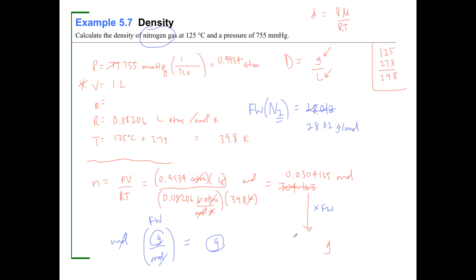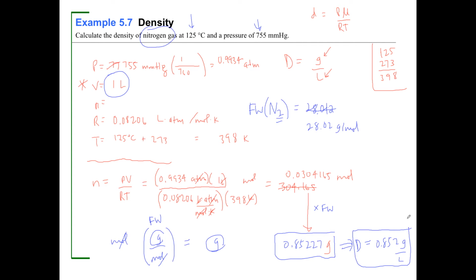I'm going to get 0.85227 grams. I was looking for grams per liter, but I chose 1 liter, so it's the same. Therefore, the density, with 3 sig figs, is 0.852 grams per liter. Wow, I love it. Okay, what do you think? Beautiful, huh? Okay, so let's do another problem.